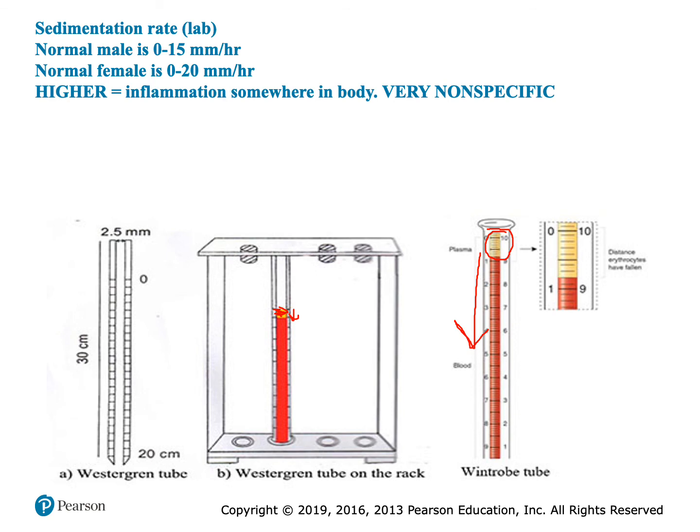If it's dropping faster than 0 to 15 for man, 0 to 20 for a woman, then there's inflammation somewhere in the body. Does that tell you where the inflammation is? No. But can they determine if actually something truly is going on in your body that's worth pursuing? Maybe. They're probably going to retest it again and see if it's real, because it's that nonspecific. But they do still use this test.